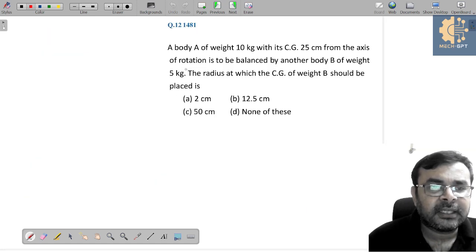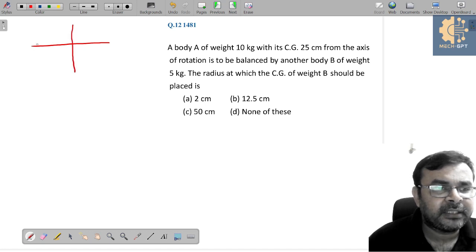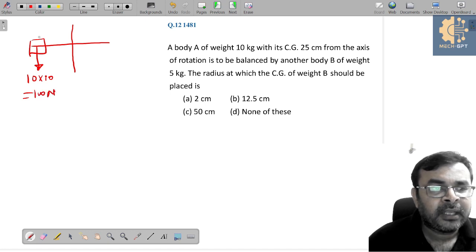Okay, so what about this? A body A of weight 10 kg with its CG 25 centimeter. Let's see. Here I am going to draw a figure. This is the axis of rotation. At this end, we have one mass whose weight is 10 kg. So its gravitational force is acting like this, 10 into 10, which is 100 Newton. And its centroid is situated at a distance from the axis of rotation of 25 centimeter.